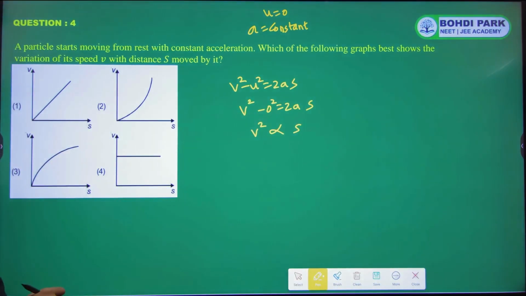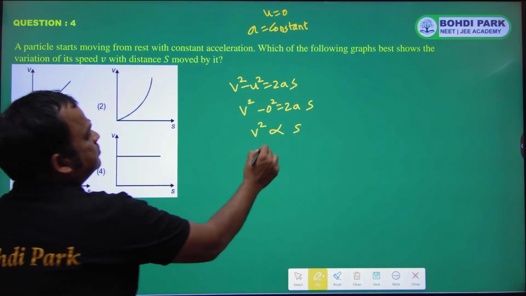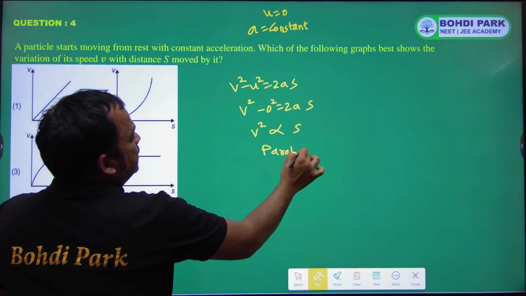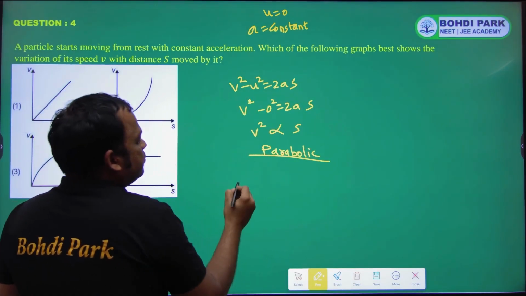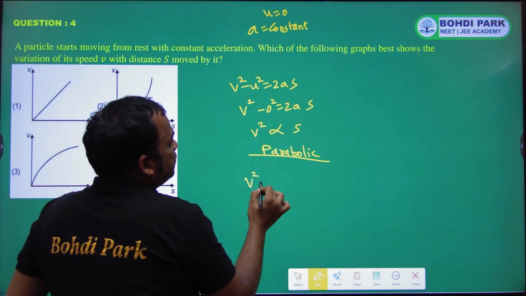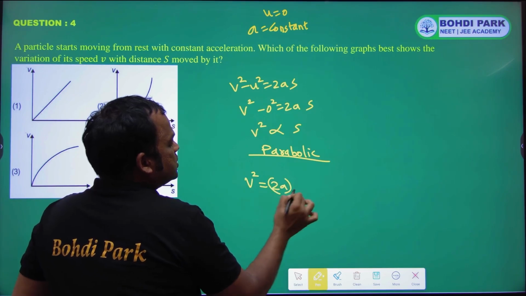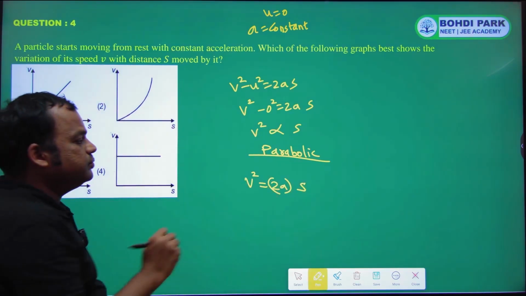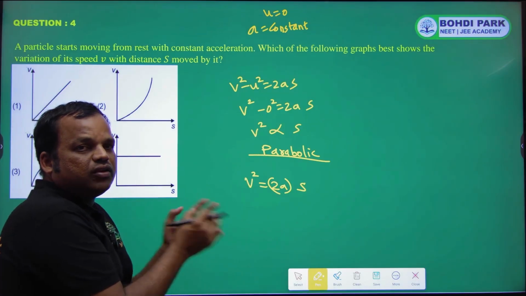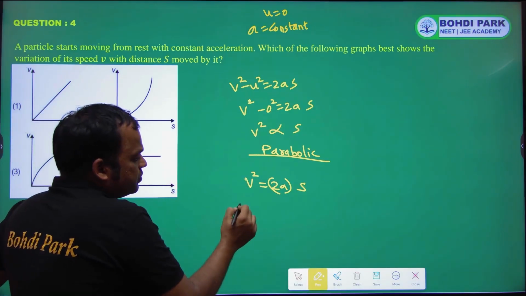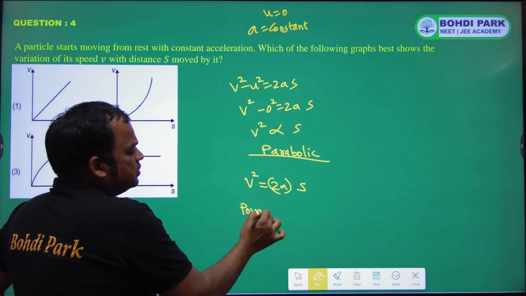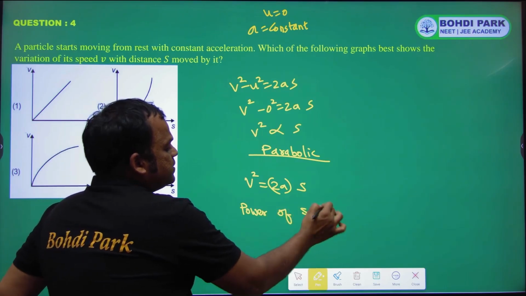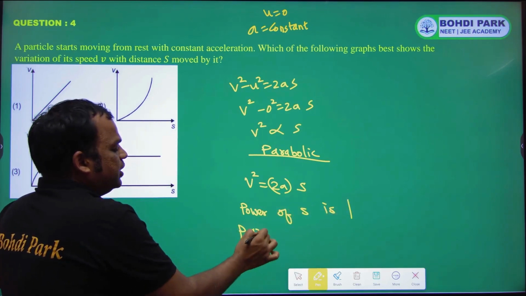So the speed is increasing and it will follow a parabola. So this is a parabolic graph. We have v square is equal to 2a, which is constant, into s. Whose power is 1, the parabola will open along that. So the power of s is 1.